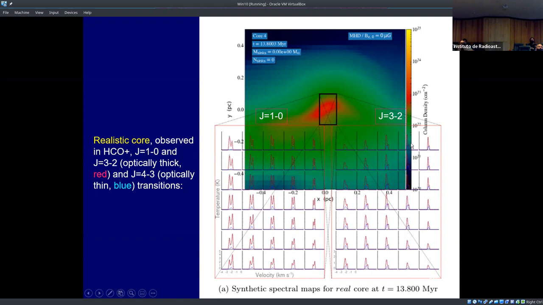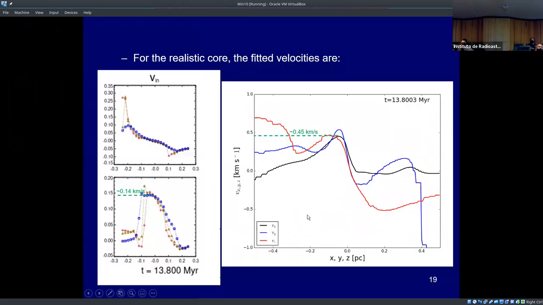But when we use a higher transition, then the signature of the collapse is rather clear. And then this is the infall speed that comes in. This is from the J equals 1 to 0, and this is from the 3 to 2. And again, this is the infall speed. Now, this is the radial profile of the infall speed. We used a pencil beam. But look, this is the maximum infall speed that you get when your beam goes through the center, and it returns a velocity of about 4.1 kilometers per second compared to the actual infall speed, which is about 0.45.